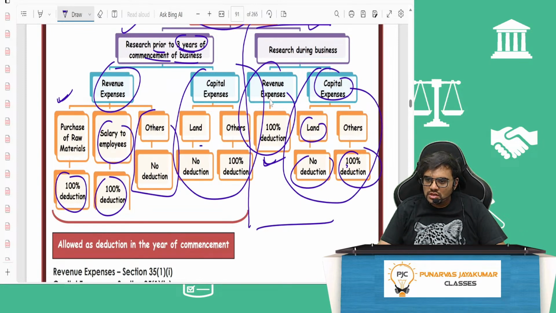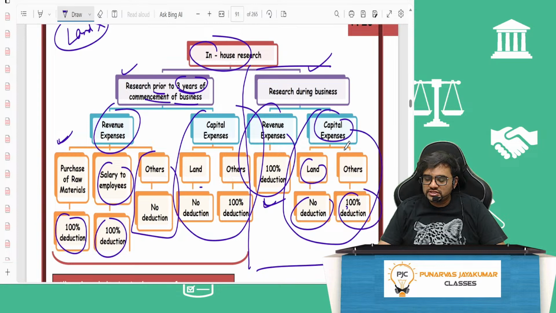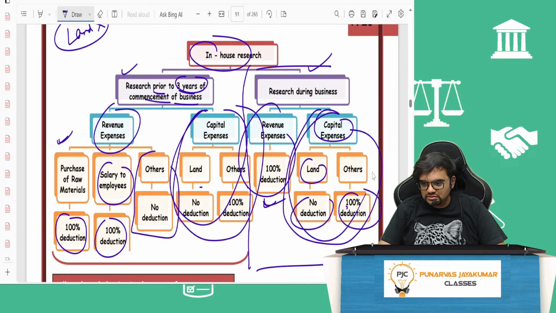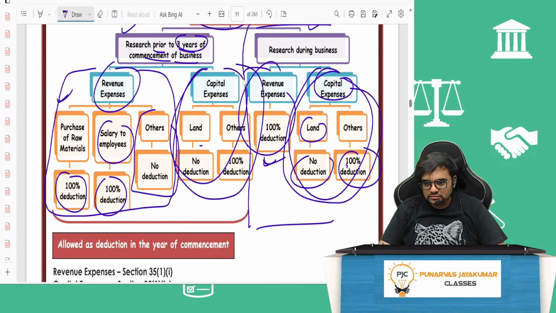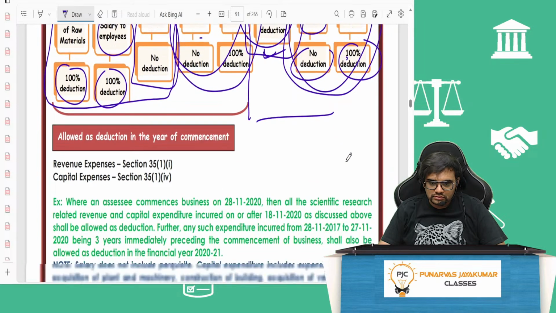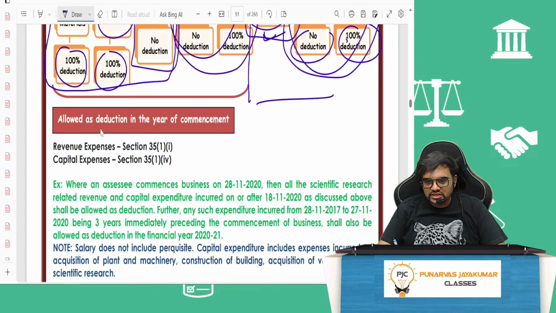Right? Research during business and these two things are the same. Only here it will vary. This you need to keep in mind. Allowed as a deduction in the year of commencement.